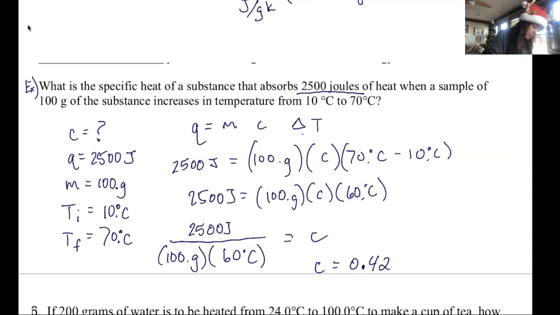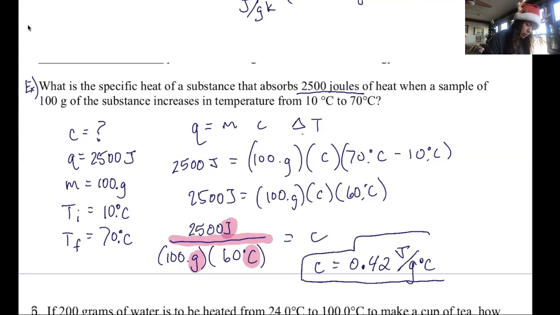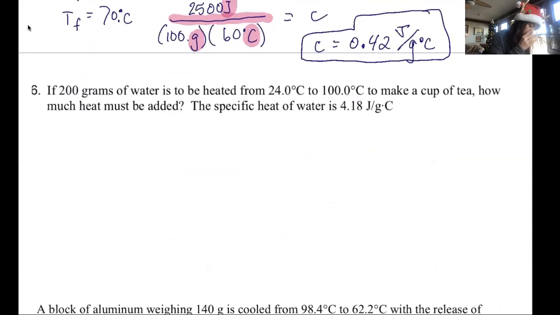What are the units to this value? Well, let's look. It is joules per gram degrees Celsius. So that's exactly what we'll write, joules per gram degrees Celsius. And that's good because that is an appropriate unit for a specific heat. All right, let's do it again.